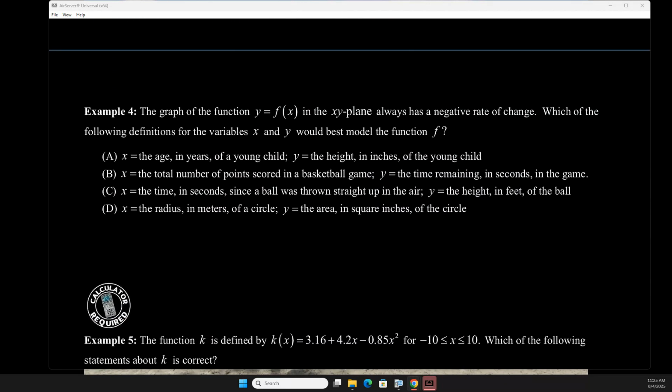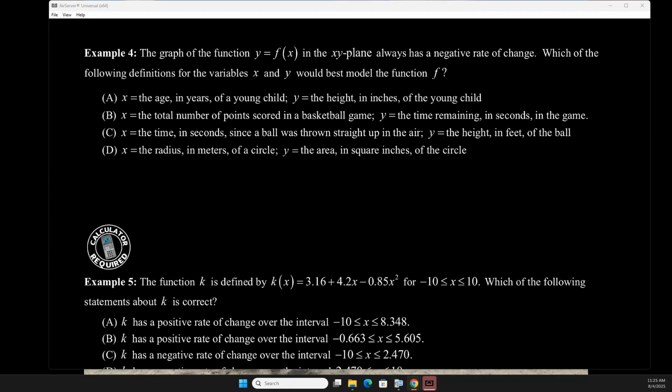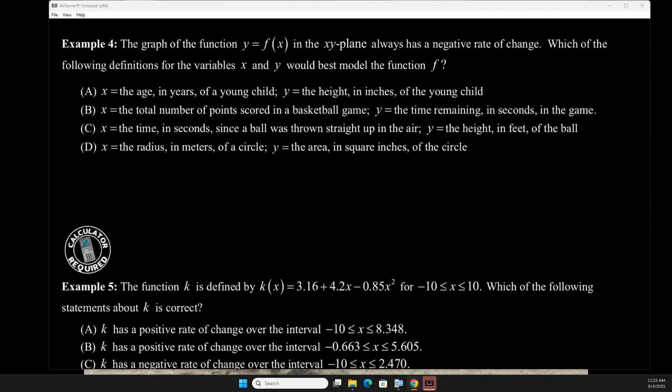Example 4 takes us to some contextual situations. The graph of the function y equals f of x in the xy plane always has a positive or negative rate of change. Which of the following always has a negative rate of change? Which of the following definitions for the variables x and y would best model the function? Whenever the function always has a negative rate of change, as the input goes up, what should the output do? Go down. Okay.